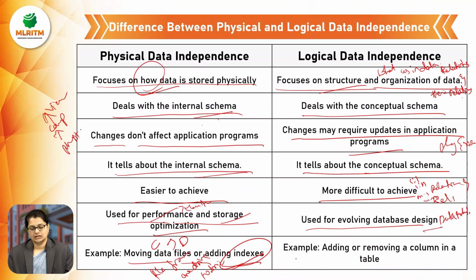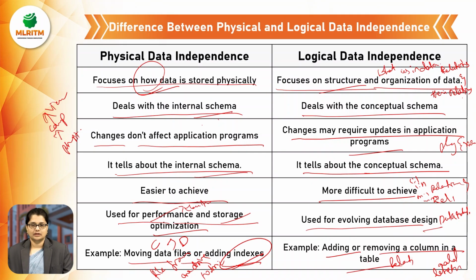Coming to logical data independence, an example is adding or removing a column in a table. This depends on the relational model or data models. When I change the table, either adding or deleting columns, it changes automatically, and the physical level data and the view level are not affected.